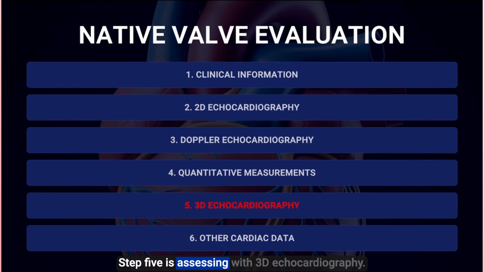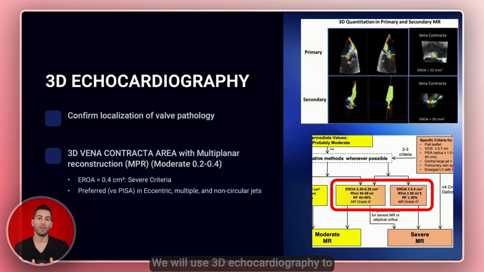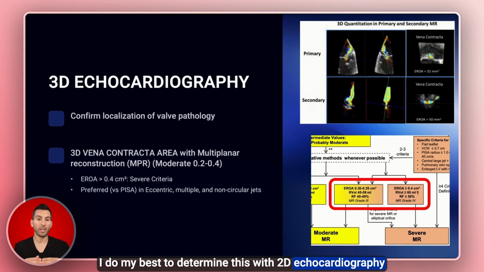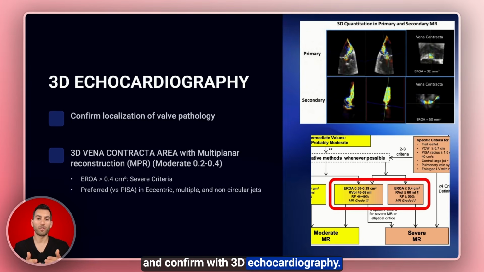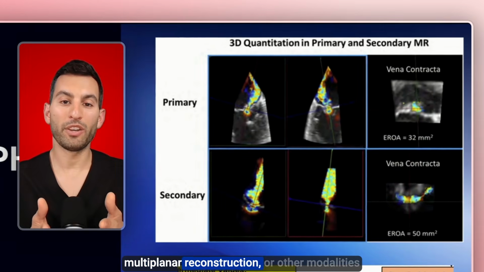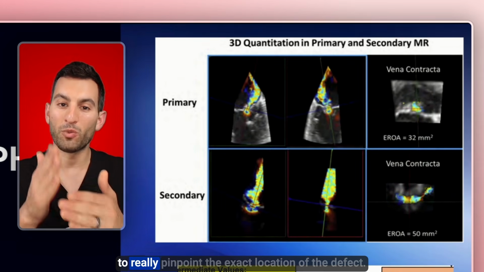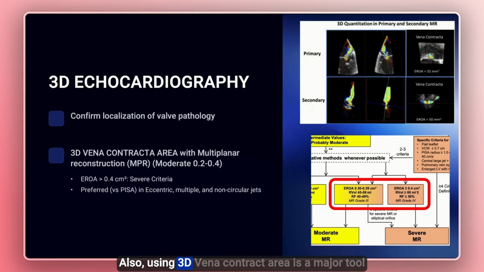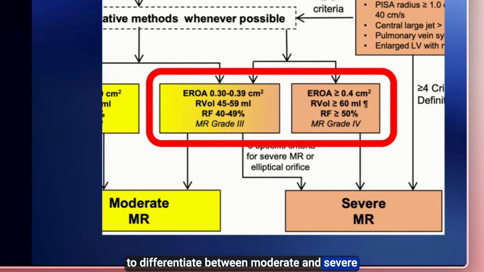Step 5 is assessing with 3D echocardiography. We will use 3D echocardiography to confirm our location of valve pathology. I do my best to determine this with 2D echocardiography and confirm with 3D echocardiography. You can use advanced maneuvers such as I-slice, multiplanar reconstruction, or other modalities to really pinpoint the exact location of the defect. Also, using 3D vena contracta area is a major tool to differentiate between moderate and severe MR when you have equivocal findings, but you need to assess the EROA in these patients.